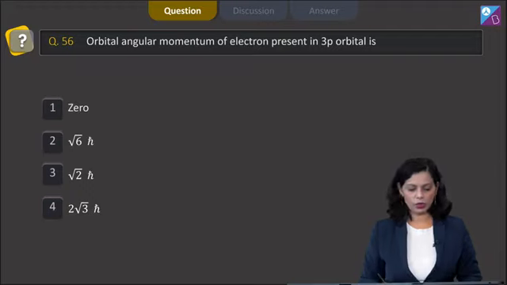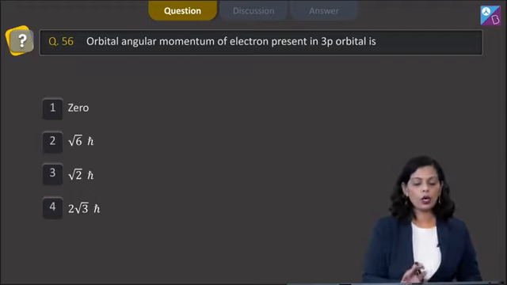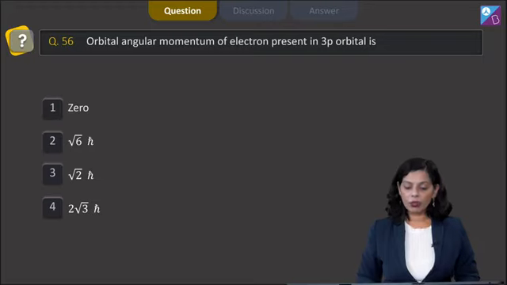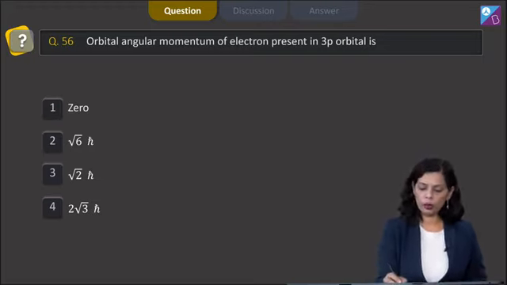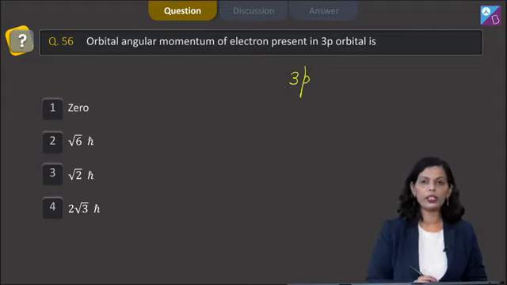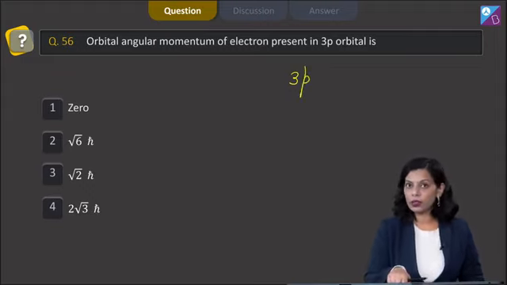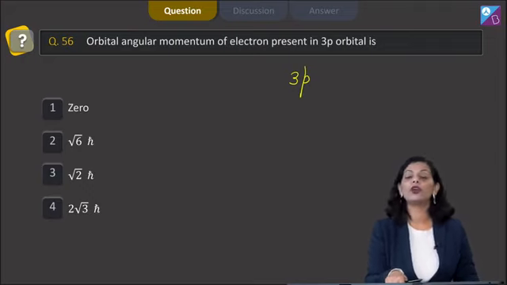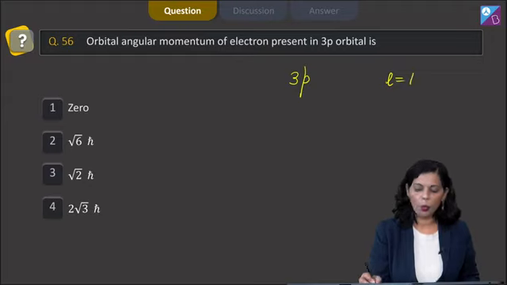Next question, which is question number 56. Orbital angular momentum of electron present in 3p orbital. So which orbital do you have? 3p. For 3p, the n value is 3. And what about the L value? Yes, you are getting it right. The L value for s orbital is 0 and for p orbital it is 1.